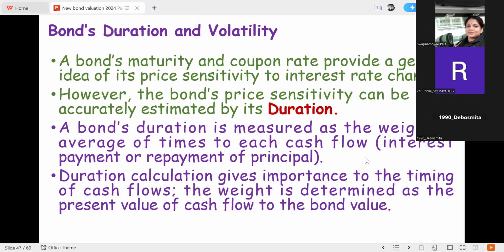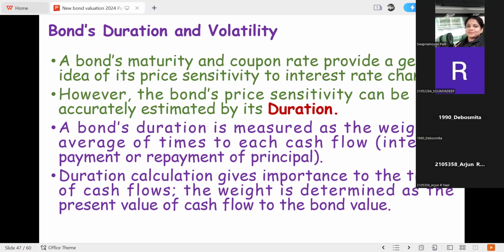So how to calculate this duration? This is what we are going to do. How do you define it? A bond's duration is measured as the weighted average of times to each cash flow. Each cash flow means the cash flow from the bond, your dividend payment as well as your principal payment. We are going to give different weightage to it and calculate the duration of the bond. The duration, in one value, will show you how risky the bond is.